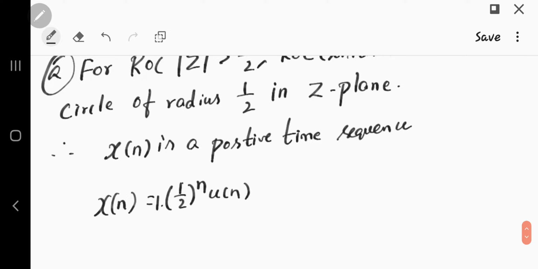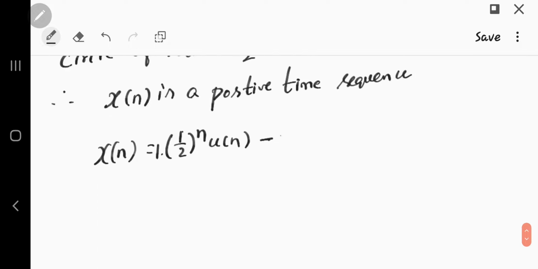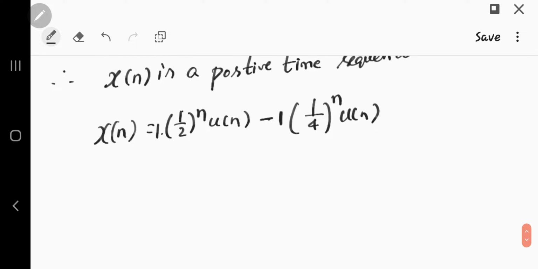Why have I written u of n? Because it is a positive time sequence. So u of n is present only for that. Plus, the coefficient is minus 1 here. So minus 1 into 1 by 4 to the power of n into u of n. Because if ROC is greater than 1 by 2, then it is obviously greater than 1 by 4. That is the reason.